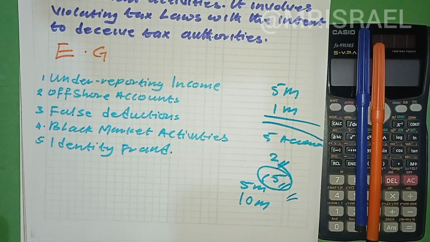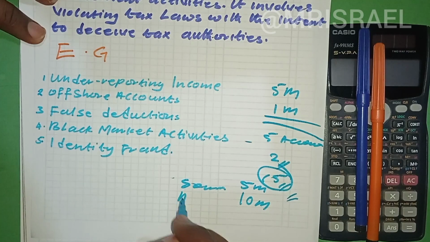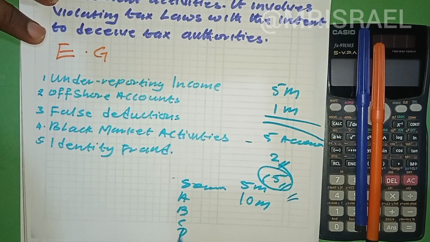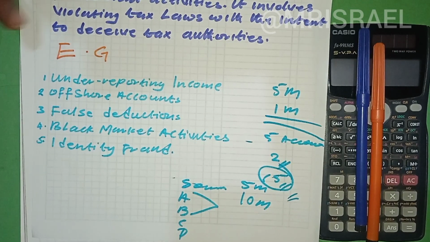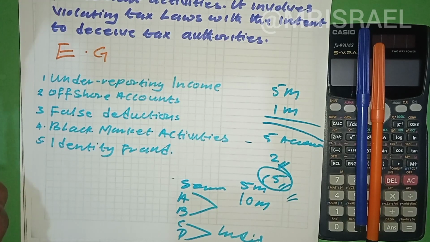Black marketing activity. Not reporting all your income. You have sources of income A, B, C, D, and you only report A and B. Then C and D, you are hiding them. That is black market activity. You can go to jail because of this. That is evasion.